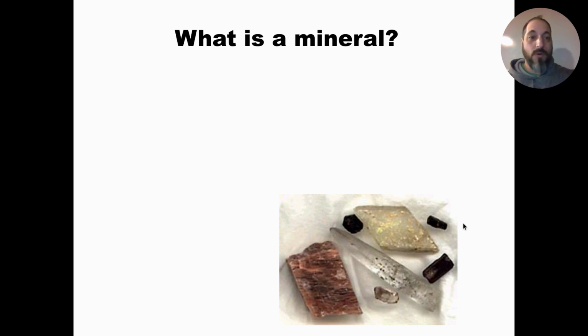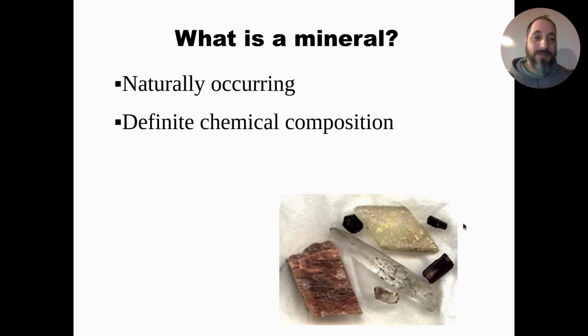So first off, what is a mineral? A mineral is a substance that is naturally occurring. So it has to occur in nature. This mostly means it is not man-made. It has to have a definite chemical composition. That means if a particular mineral is made out of sodium and chlorine, it's always made out of sodium and chlorine, or a certain set of elements.